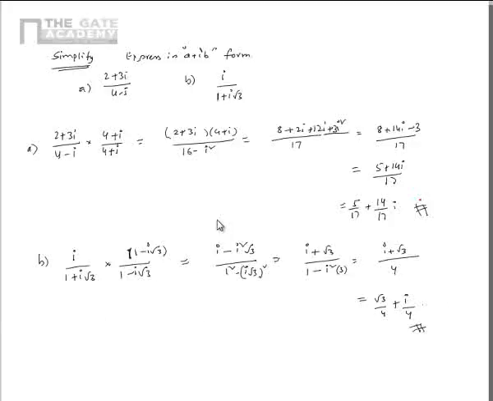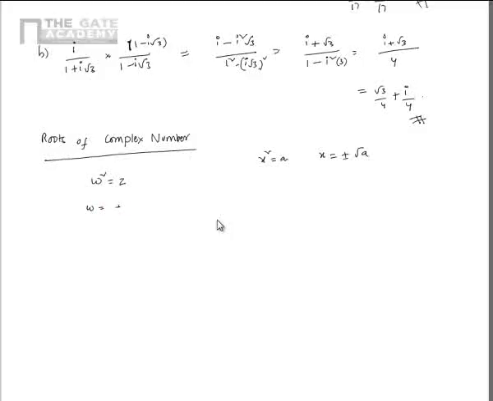So now let's see roots of a complex number. Something like, if we had x² = a, then x is plus or minus root a. So this is for real numbers. Similarly, if w² is a complex number z, then w can be written as plus or minus root z, whereas w equal to root z is called the principal square root of z.